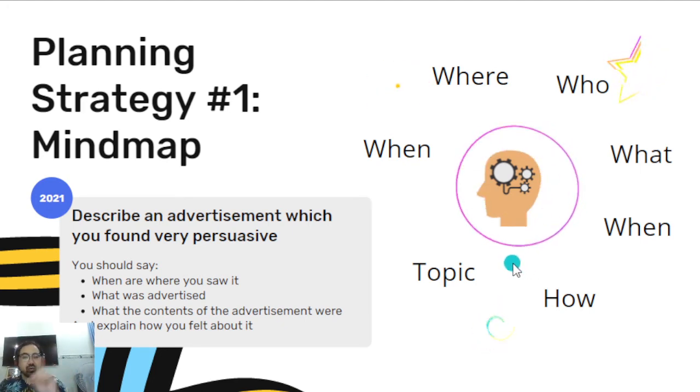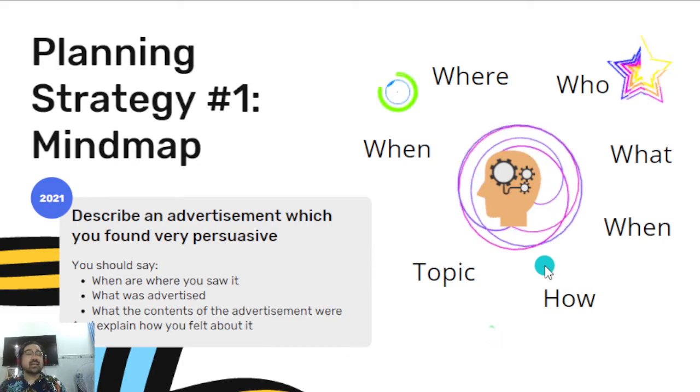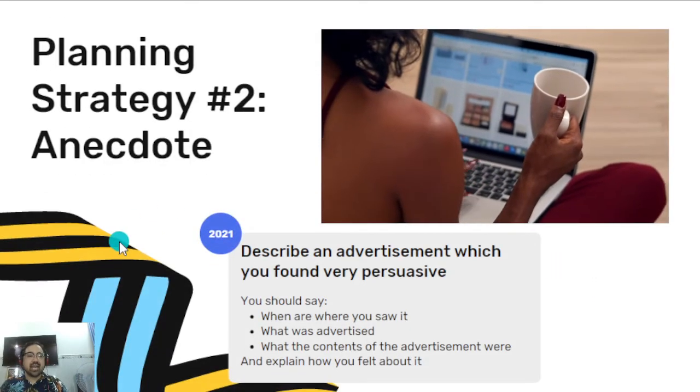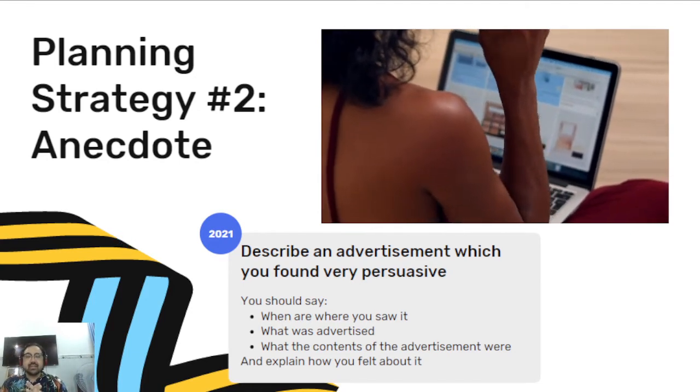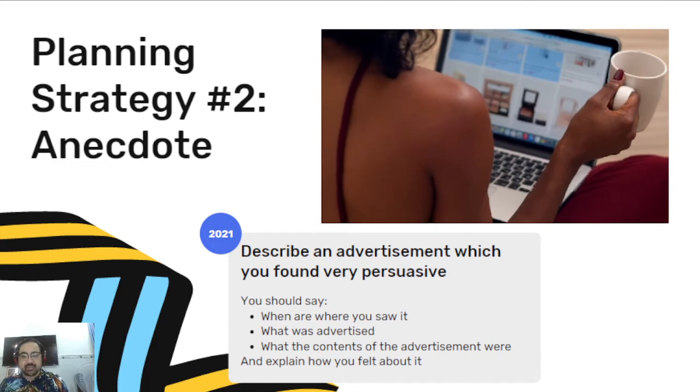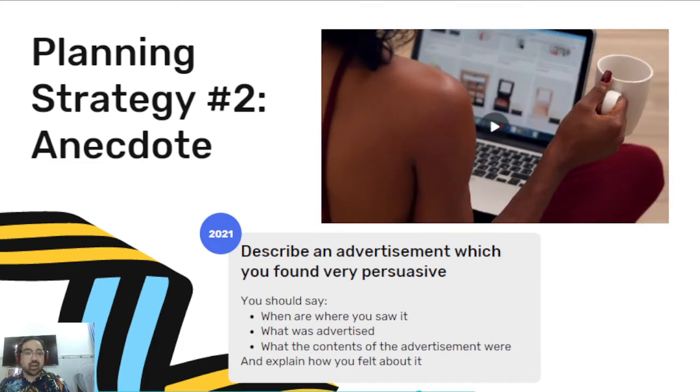That is your basic number one strategy. Number two strategy is the anecdote. This is something we were just talking about. What is an anecdote? We've gone over it briefly, and it means to tell a story. We want to tell a quick story. And how do we do that? We want to tell people what we're going to talk about.